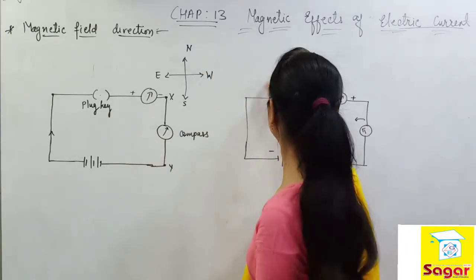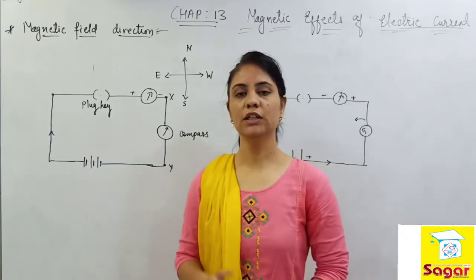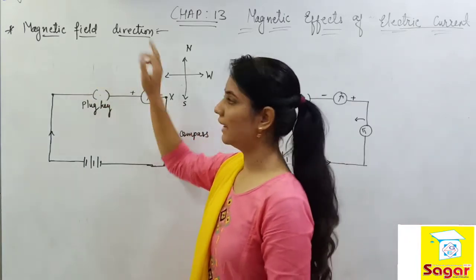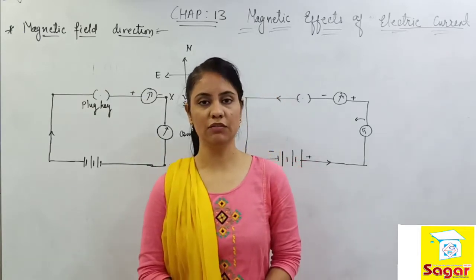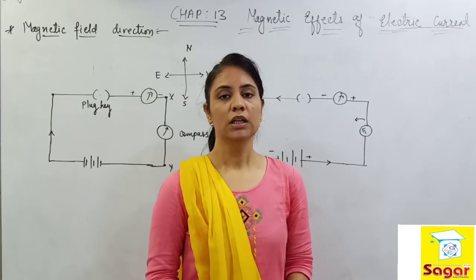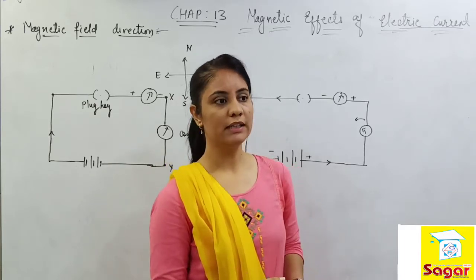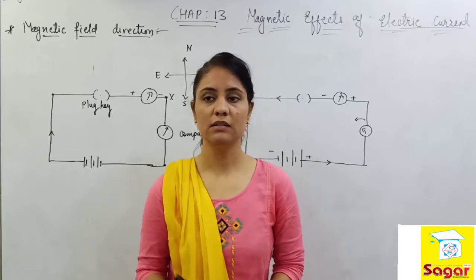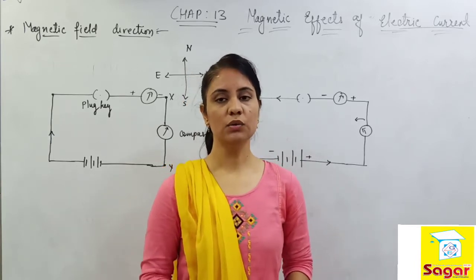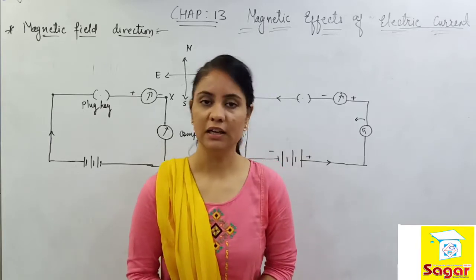Number 13, magnetic effects of electric current. So today I am here with you with the topic that is magnetic field, direction of the magnetic field. In the previous video you might have seen that we discussed that whenever a current carrying conductor, or I can say a metallic wire, carries the electric current, it is a law that it is going to produce a magnetic field around it.